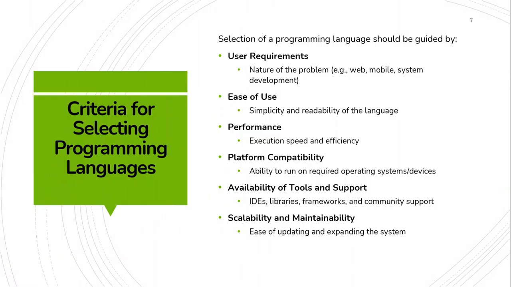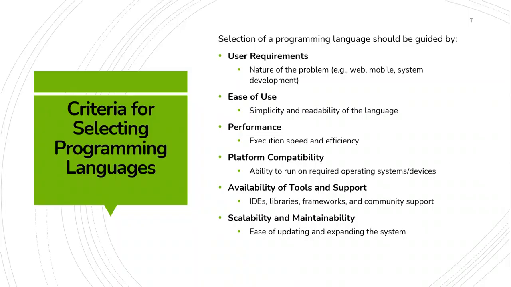For example, if you're going to do web, you will most likely use PHP. You may use C Sharp. You may use Python, and so on. If you're going to do mobile, then definitely you're going to use a bit of Java. If you're going to do system development, then you may use C Sharp, Java, and so on.